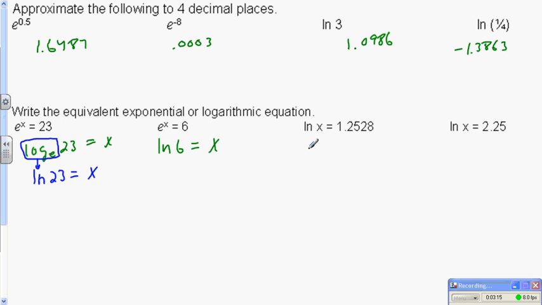Logarithmic to exponential. You take the log or natural log of something, you get the exponent. So e, because that's the base of ln, to the 1.2528 equals x. e, because ln means base e, to the 2.25 equals x.